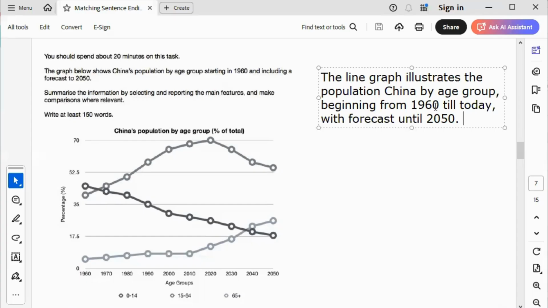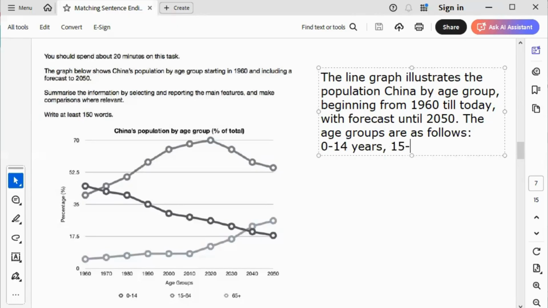So that is the first part of my introduction. What is the second part of my introduction? The second part is where I highlight the categories. So I'm going to write that as sentence 2. I'm going to call it age groups because they called it age groups here on the chart. Look at it at the bottom here. I'll say: the age groups are as follows: 0 to 14 years, 15 to 64 years, and 65 plus years.